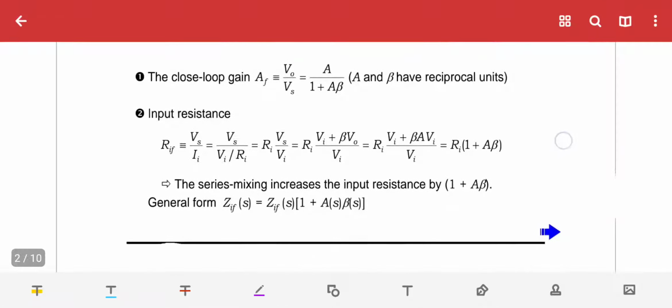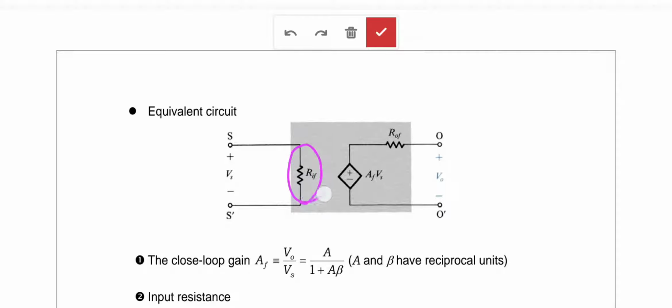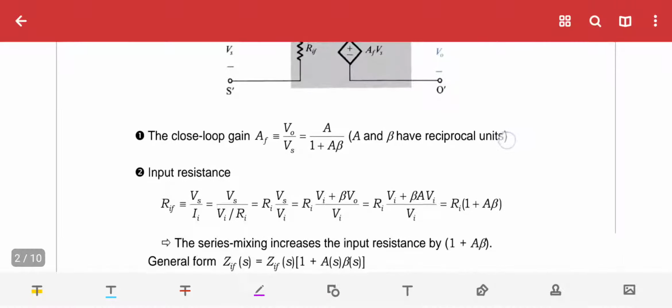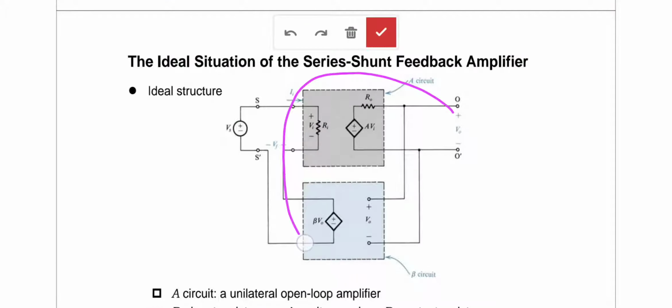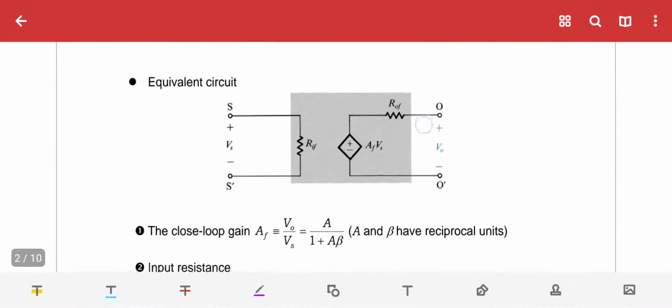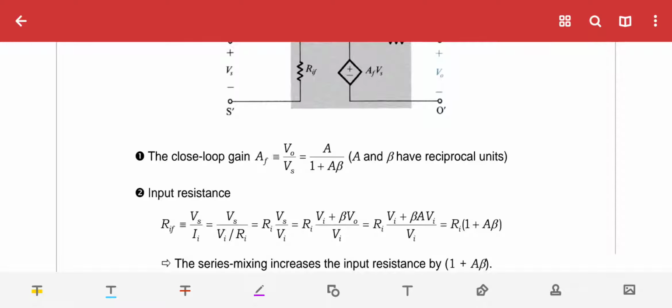Now we will see what the input resistance is. From this figure, it is clear that input resistance Rif is equal to Vs divided by the input current for the circuit. What is the input current for the circuit? It is Ii. You can see here, the input current for the entire circuit is Ii. There is no other current. So Rif can be written as Vs divided by Ii.